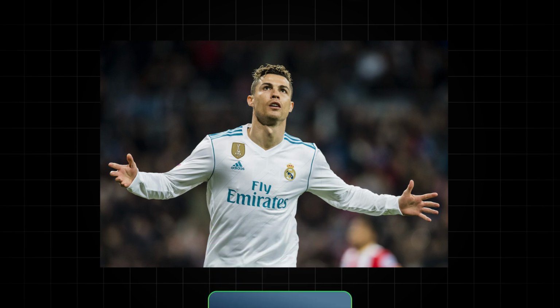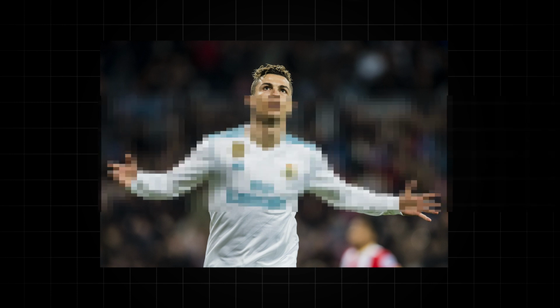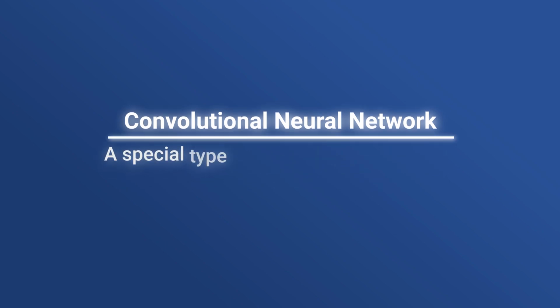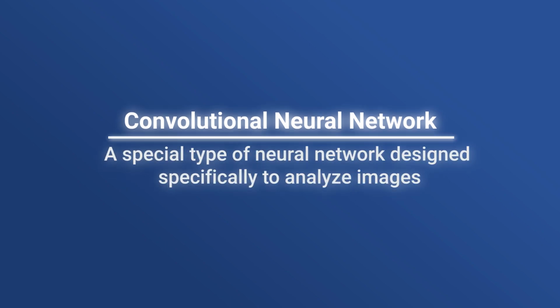But a computer can't rely on memories and intuition like we do. It only sees raw data, like numbers and pixels. So how can it possibly recognize a face or tell two faces apart? That's where convolutional neural networks come in. CNNs are a special type of neural network designed specifically to analyze images.